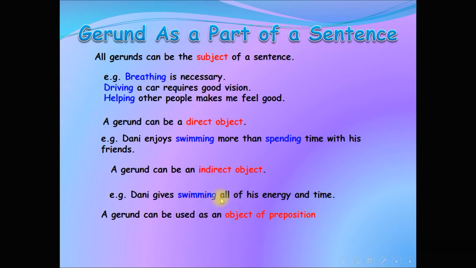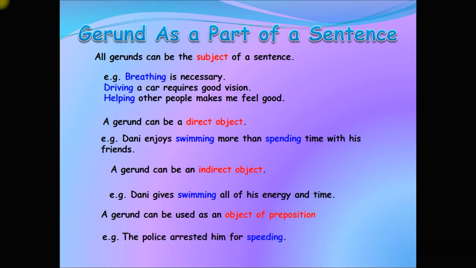So here swimming is not a direct object. This one is an indirect object because this is not the object that relates directly to the verb. So actually Danny gives his energy to swimming. That's the complete sentence. And also gerund can be used as an object of preposition.